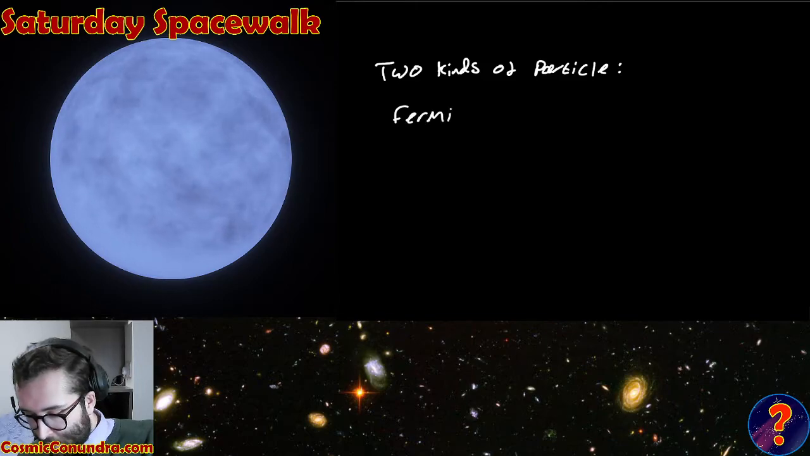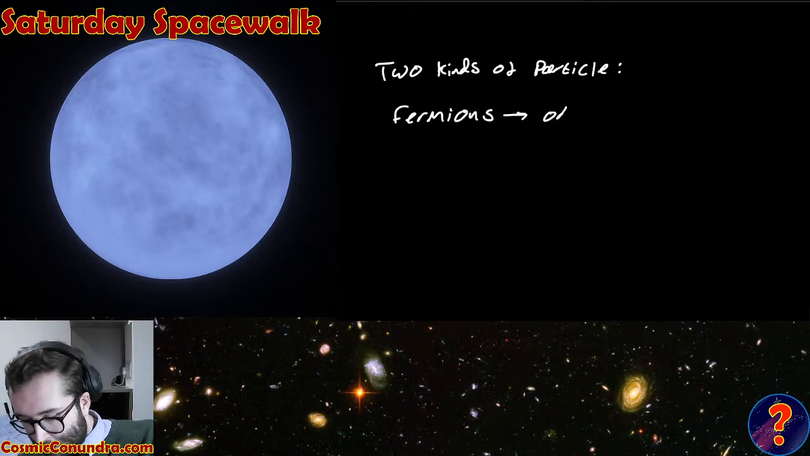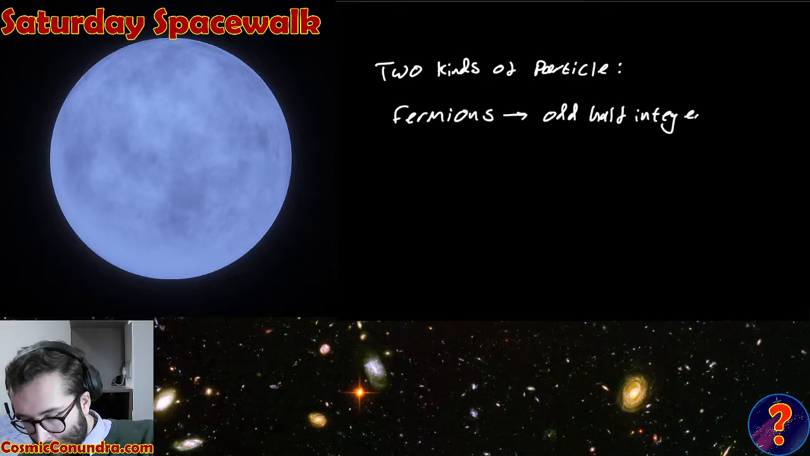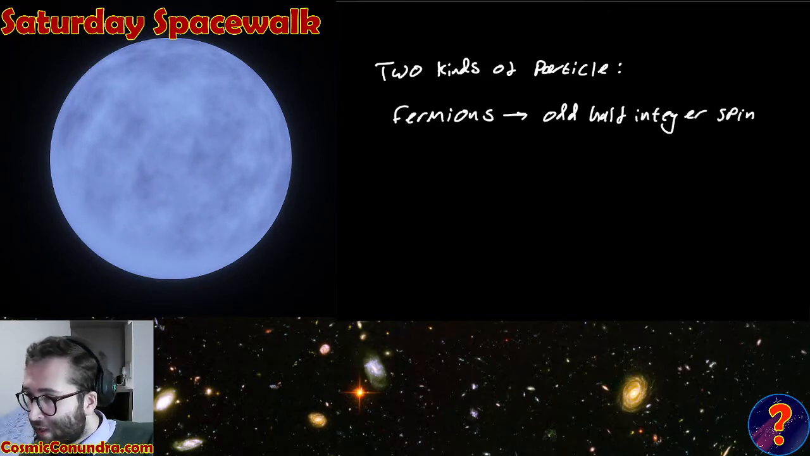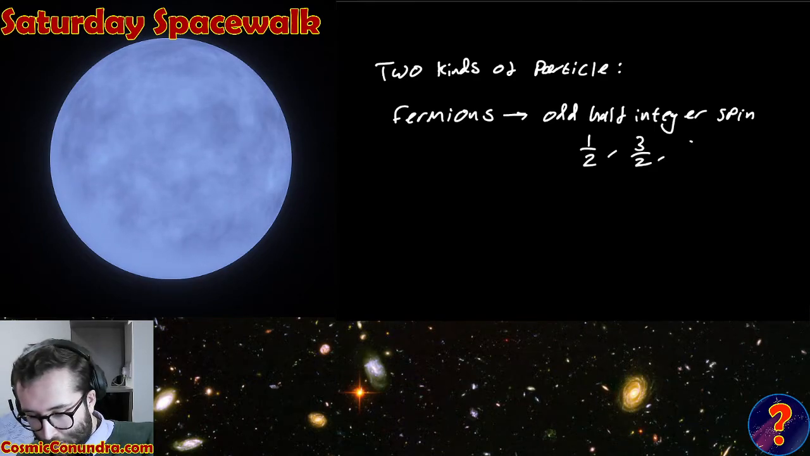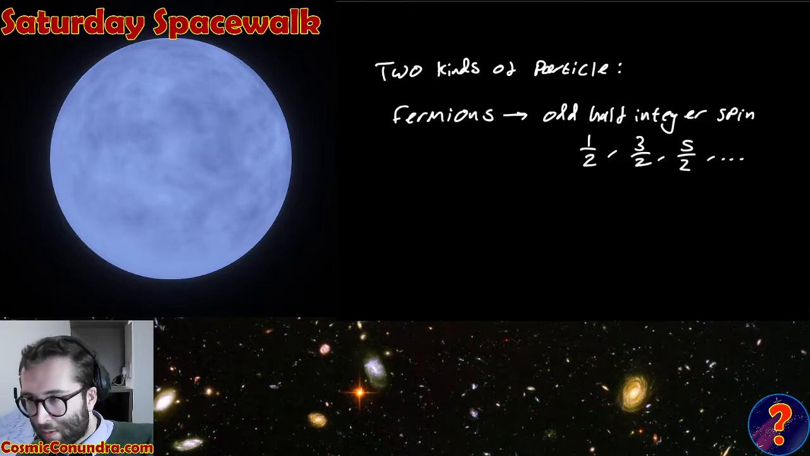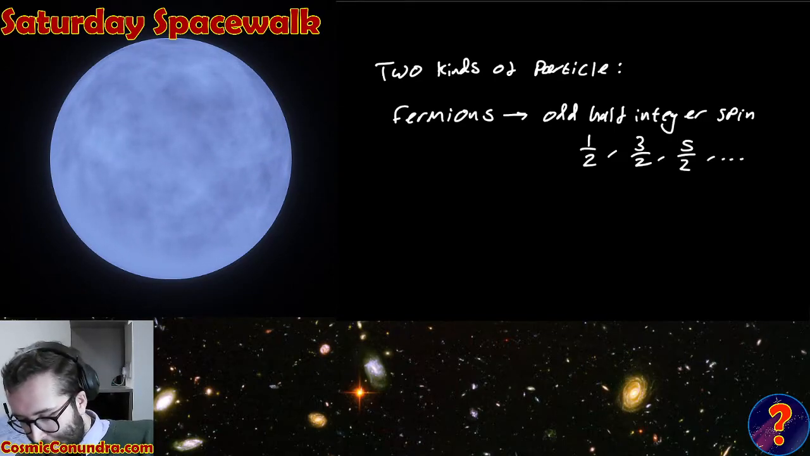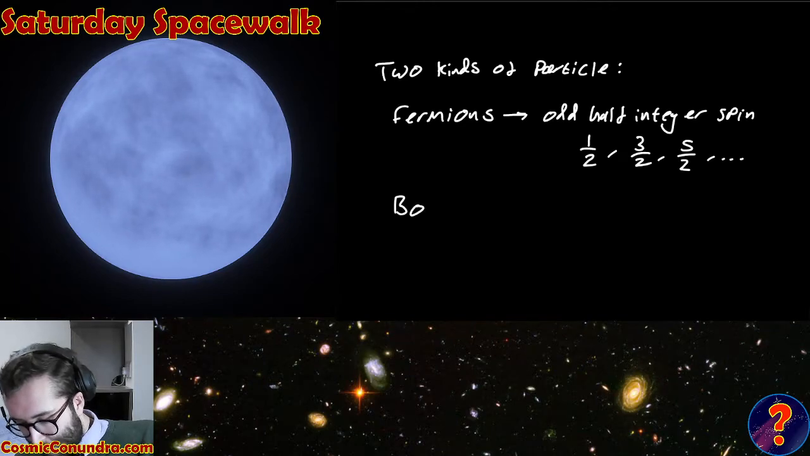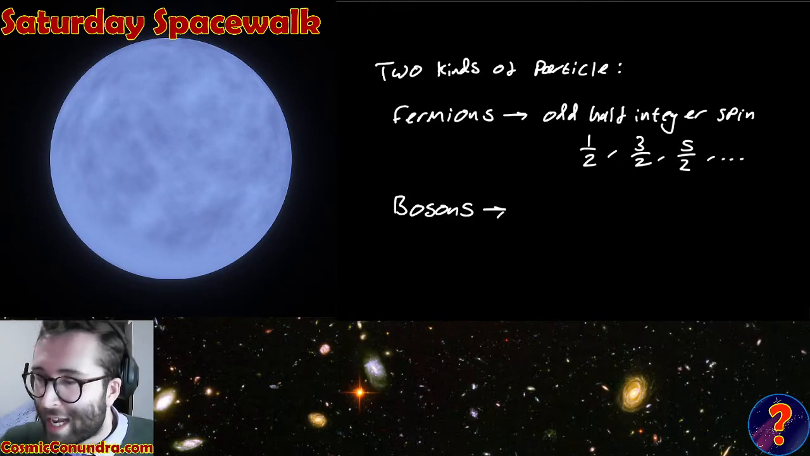There are fermions, which have an odd half-integer spin. By odd half-integer, I mean something like spin 1/2, spin 3/2, spin 5/2, and so on. For example, an electron is a fermion, which is the most important thing, the particle we'll be paying most attention to today.